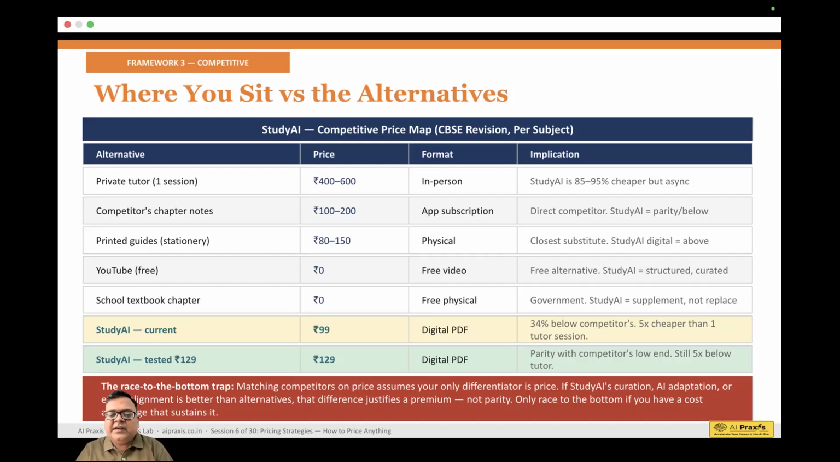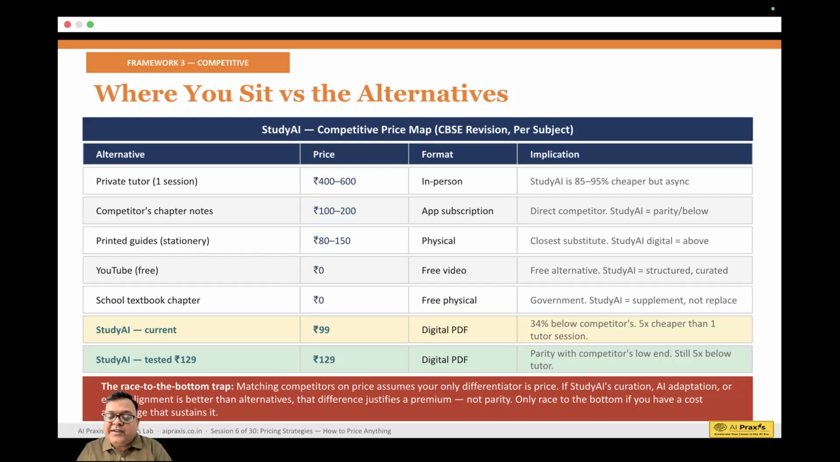YouTube is free, no money, a free video alternative. Study AI is structured and curated, so you have a plus point there. School textbook chapter: because you're in a school, you're bound to buy, so let's assume that the price will be zero. Free physical, assuming it's government. Study AI is a supplement and not a replacement. So where is Study AI currently going to fall? 99 rupees, digital PDF, 34% below the competitors.